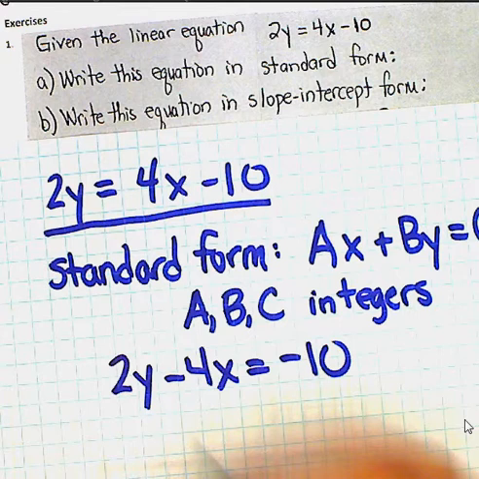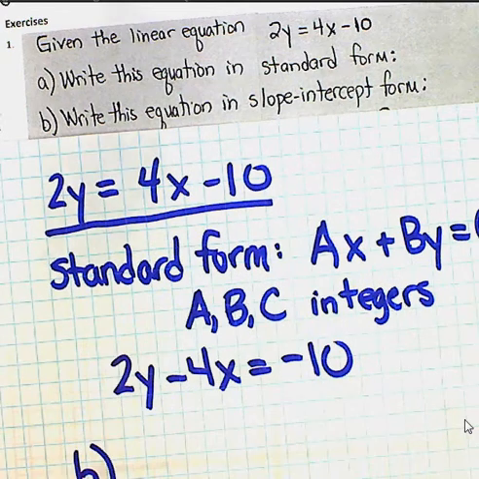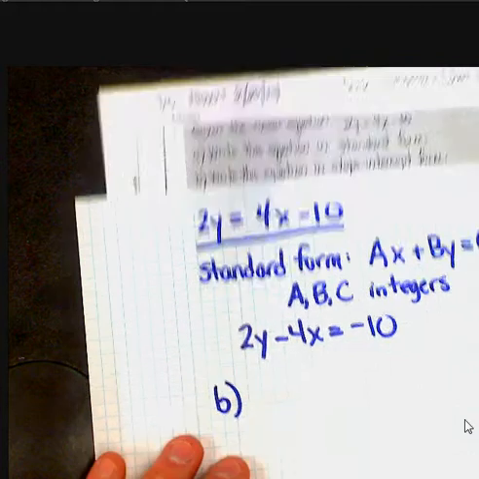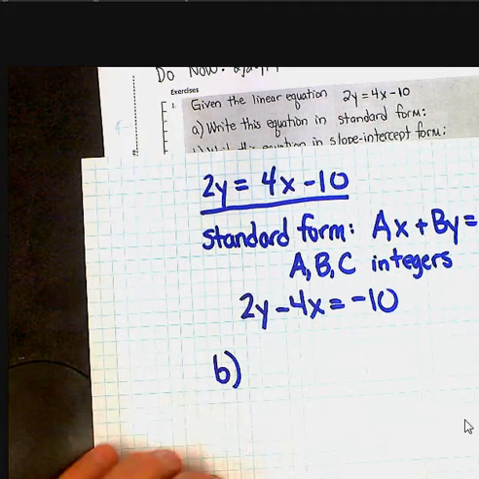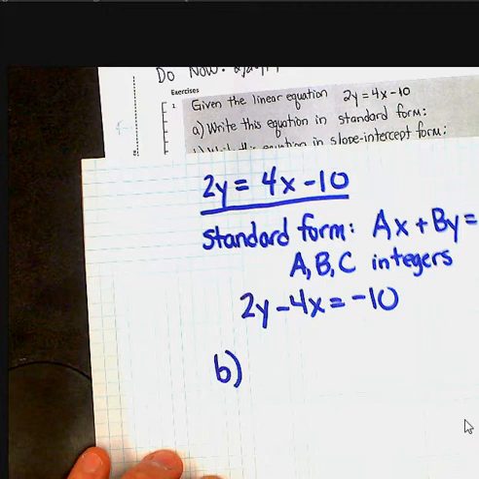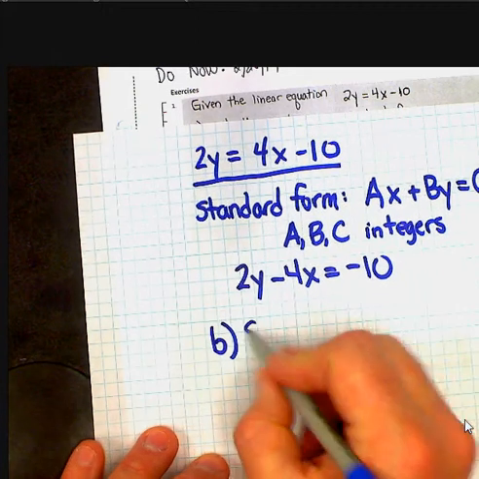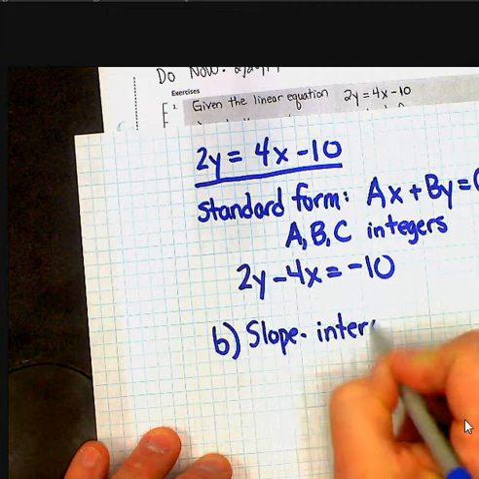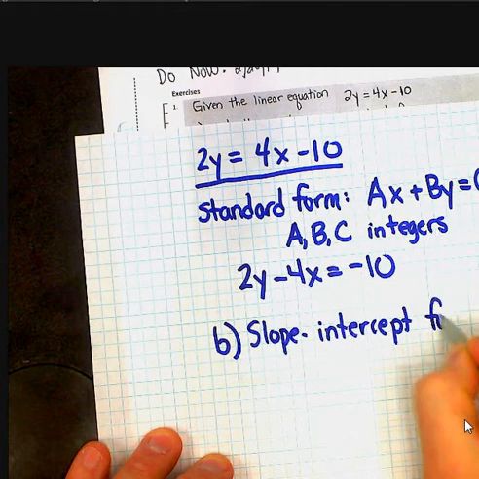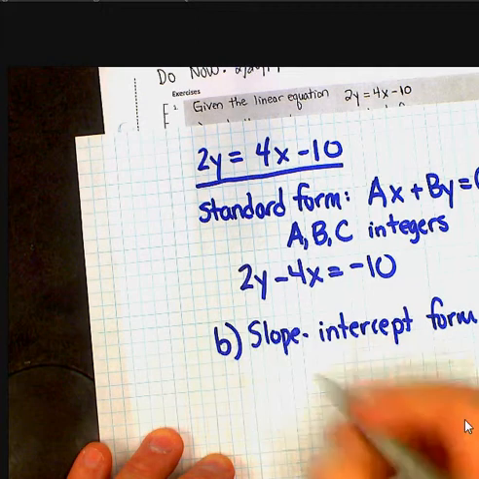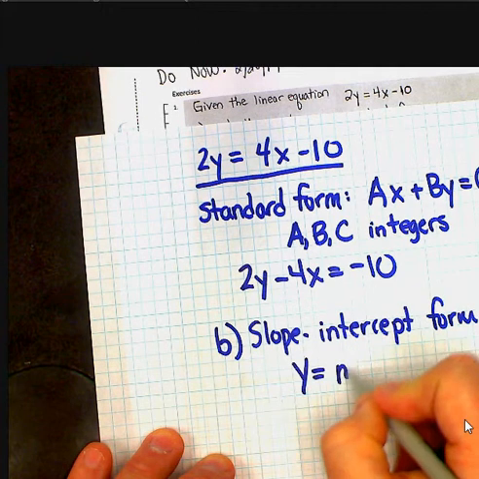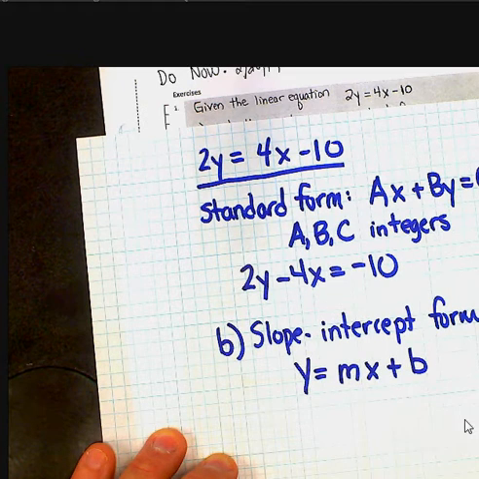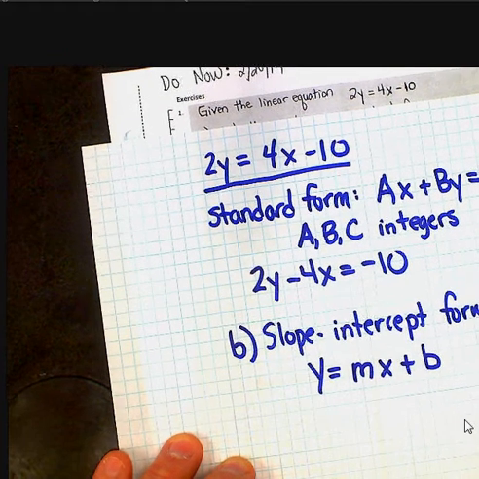Part B wants us to take that same equation now and write it in slope-intercept form. So let's review that for a second. Slope-intercept form. That means we want it this way: y equals mx plus b. That's your slope-intercept form. If you don't know that, you have to study that, guys.